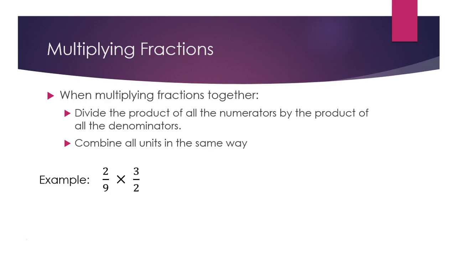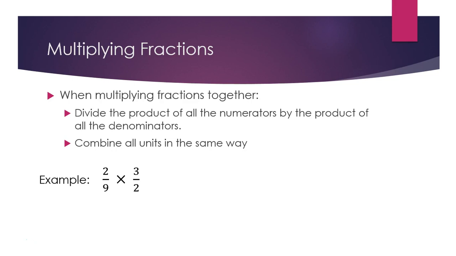When you multiply fractions together, you're going to divide the product of all the numerators by the product of all the denominators. Now you probably already know how to multiply fractions, but just in case, let's look at this. Now we're also going to do the same thing for units. So if we look at this example, we see that we have 2 and 3 in the numerators of the two fractions to be multiplied.